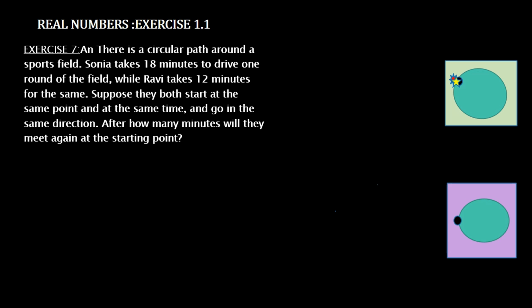So this is our question. What does the question mean? That is, there is a circular path. Let it be this thing. Okay. Around a sports field, Sonia takes 18 minutes to drive one round of the field. That is, Sonia takes 18 minutes to complete one drive, and the time taken by Ravi is 12 minutes.